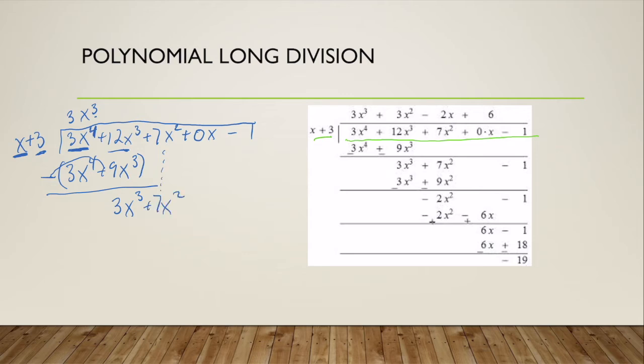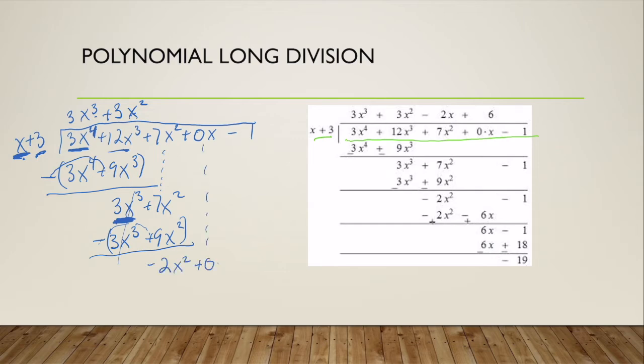Okay, this is my new term, and I say, okay, what could I multiply x by to make it look like 3x cubed? How about 3x squared? 3x squared times x gives me 3x cubed. 3x squared times 3 gives me 9x squared. And then I subtract this. My first terms cancel. 7x squared minus 9x squared would be a negative 2x squared. And then I pull down my next term, which is a placeholder.